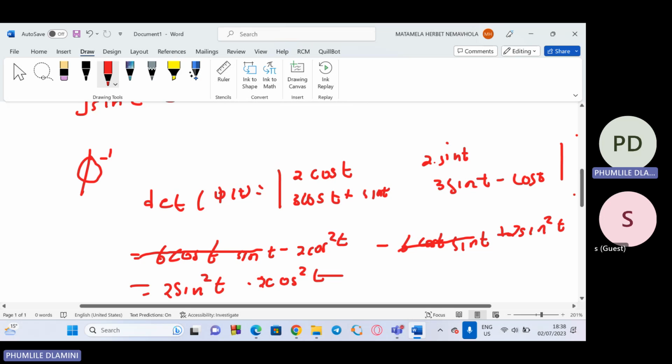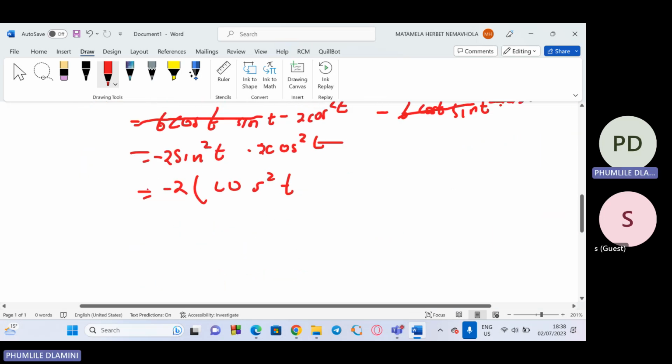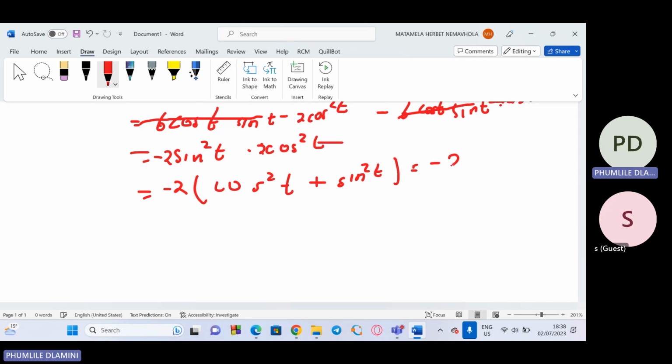Remember, this is minus negative. So here it says negative, and here also it must be negative, because when you multiply this one by this one it gives a negative in brackets. So we take negative 2 out, and we have cos squared t plus sine squared t, which according to the rules of trigonometry equals 1. Then the answer here is going to be 2.